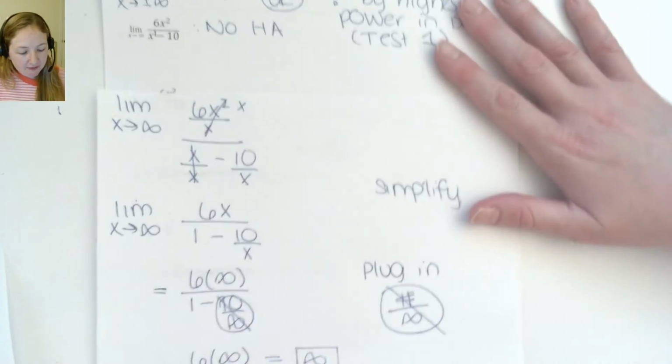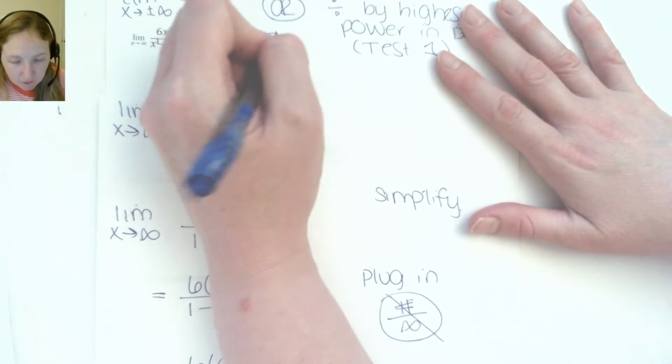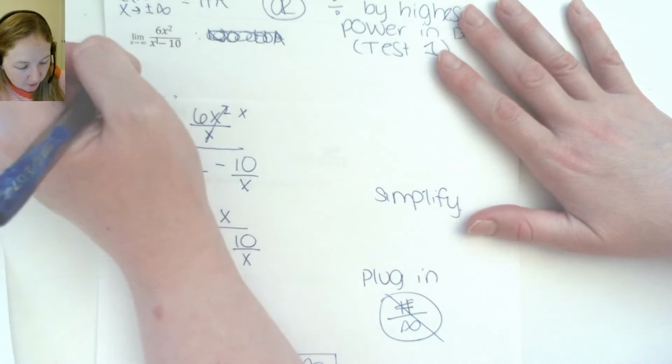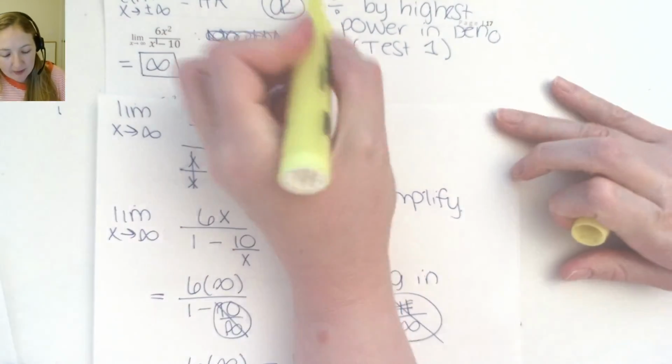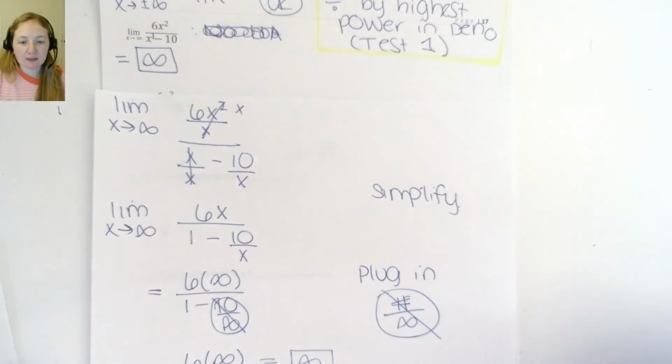So for the limit as x goes to infinity, we could not use the horizontal asymptote comparison trick. We would have to divide by the highest power in the denominator, and that would end up as just infinity.